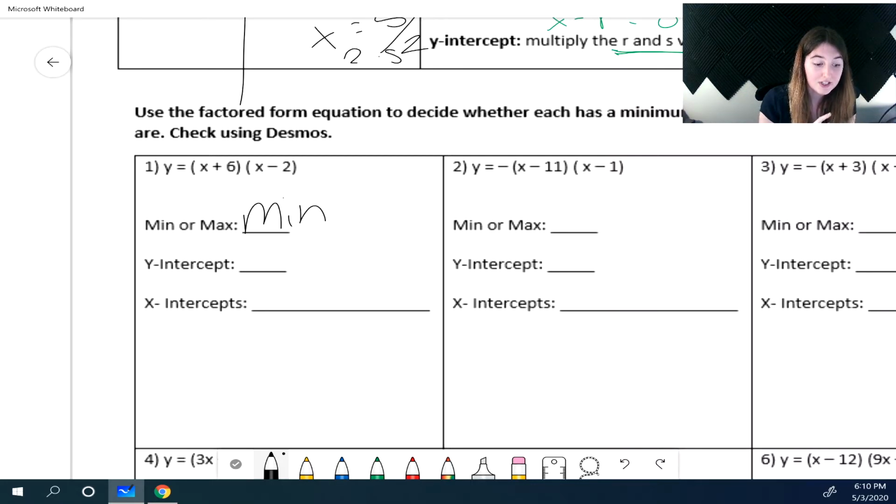Okay, let's look at our y-intercept. Means we're going to take this value times this value. 6 times negative 2.